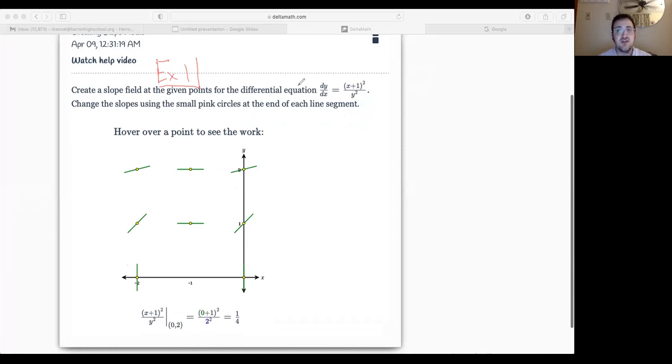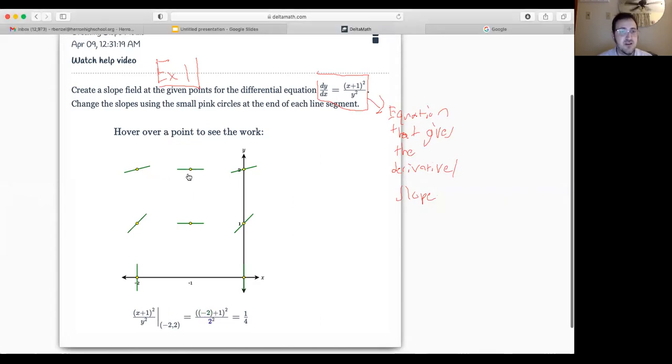And I want to show you the neat features of Delta Math in showing how the slope is computed. So you will always be given a differential equation. This is an equation of the derivative or of the slope. And that's why it's called slope fields. And what we're effectively doing here is we have x and y coordinates. Delta Math gives you a pretty reasonable number. We don't want to overwhelm you, but we can toggle over and show you how we are able to get those slopes.